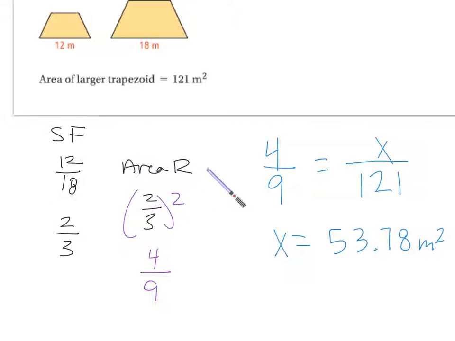So I'm looking for my area ratio. Area ratio is going to be my scale factor squared. 2 squared is 4, 3 squared is 9. So it's having my area ratio equal to the area that I'm looking for. So if I cross multiply, these two cross multiply, and then divide by this, I would get 53.78 meters squared.